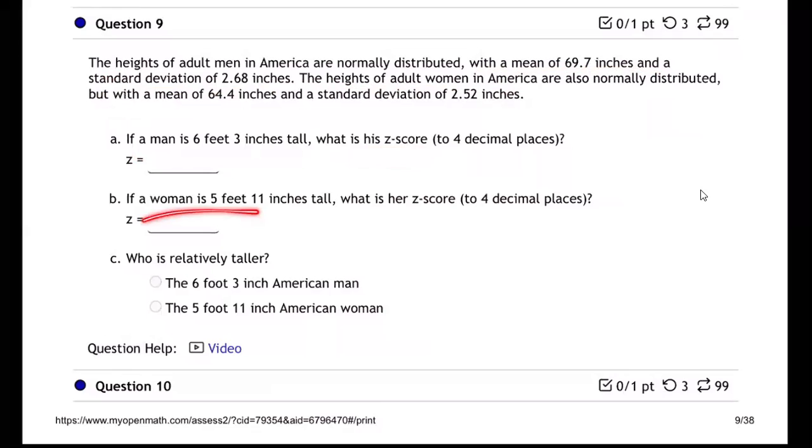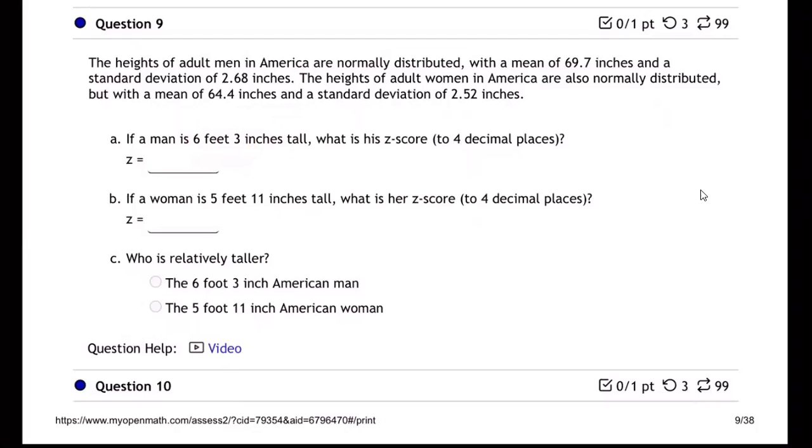And if a woman is 5'11", that's pretty tall for a woman, what is her Z-score? And the question is, who is relatively taller? Meaning, is this man taller than other men more than this woman is taller than other women? Who's taller compared to their gender? Is a 6'3" tall man more standout height compared to other men? Or is a woman that's 5'11" taller compared to other women?